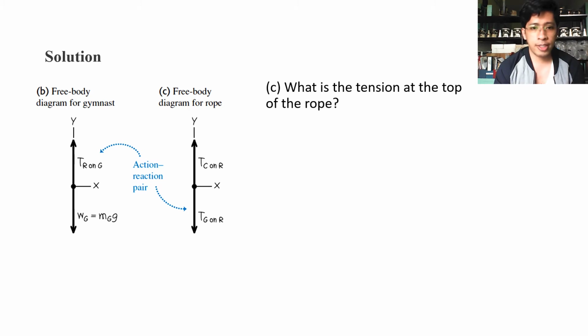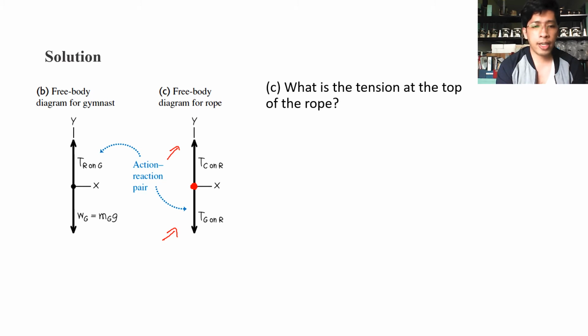So downwards is the tension that the gymnast exerts on the rope, and then upwards, that is the tension that the ceiling exerts on the rope here. So again, downwards, this is the tension that the gymnast exerts on the rope, and upwards is the tension that the ceiling exerts on the rope. Here, at the middle, we treat the rope as just a particle. So as you can see, we did not take into consideration the forces that the rope is exerting on the other bodies. We're just considering the forces that are exerted on the rope.